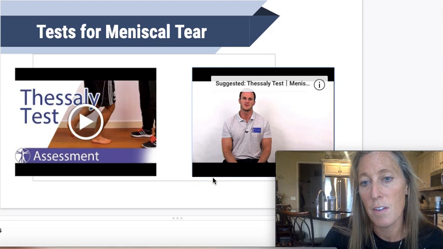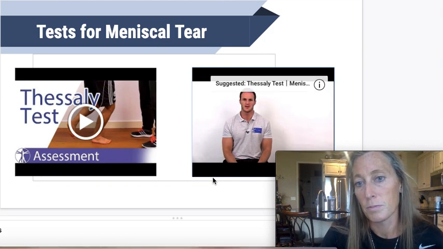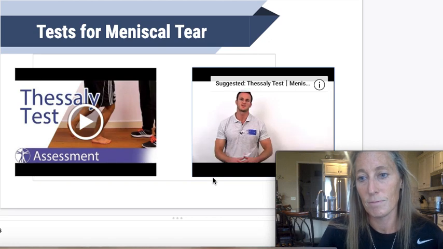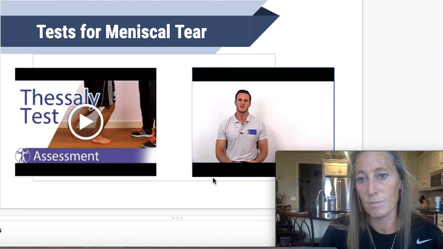The anterior half of the meniscus is not as easily tested with the McMurray test because the pressure on the meniscus is not as high. This test is considered positive if your patient experiences clicking, locking, or pain in the knee.